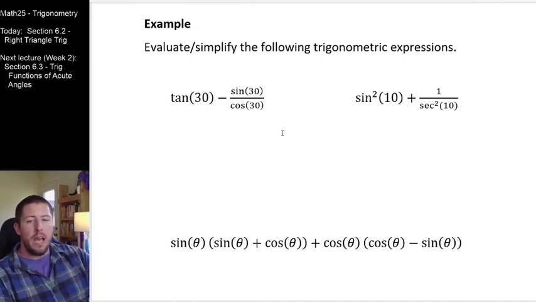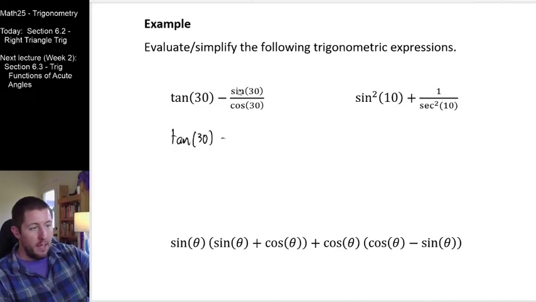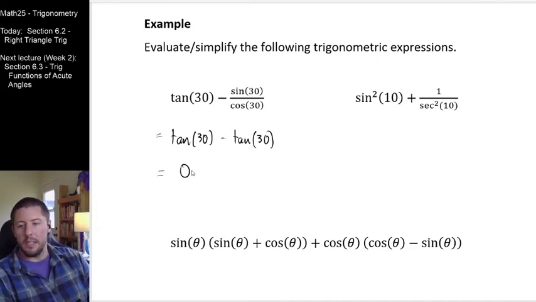What we want to remember is that we have seen the identity earlier today that sine of theta divided by cosine of theta equals tangent of theta. So my rewritten version of this would be tangent of 30 minus, this is the tangent of 30 right here. That's one of our definitions of tangent, sine over cosine. And so we're just getting tangent of 30 minus tangent of 30, which is clearly going to be 0 for that quantity.